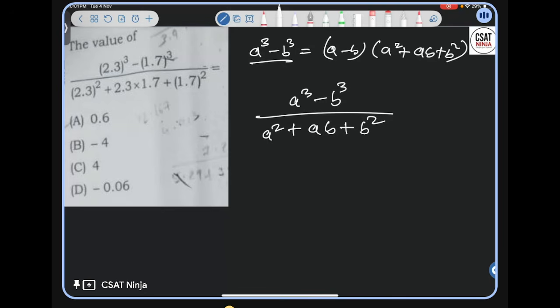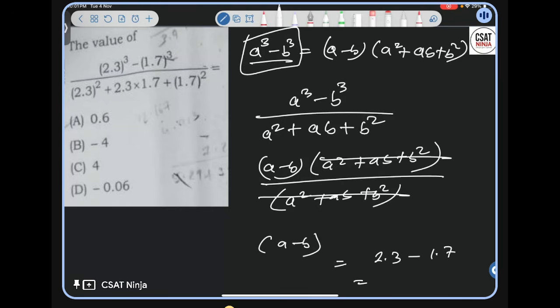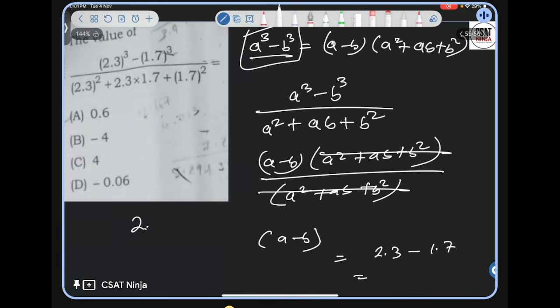Okay. We know a cube minus b cube formula is a minus b, a square plus ab plus b square, divided by a square plus ab plus b square. I can cancel these because these two are the same thing, leaving a minus b. So what is a? A here is 2.3 minus b here, which is 1.7. So if you subtract 2.3 minus 1.7, how much is it? 23 minus 17 is 6.